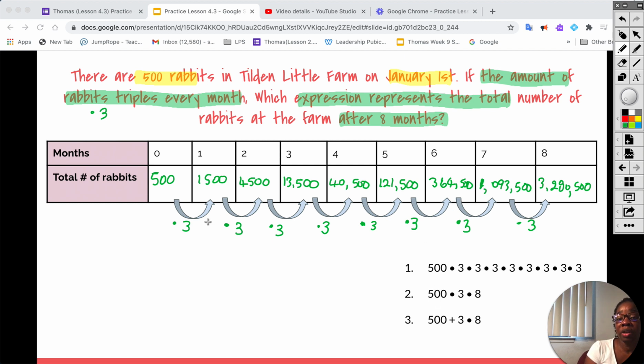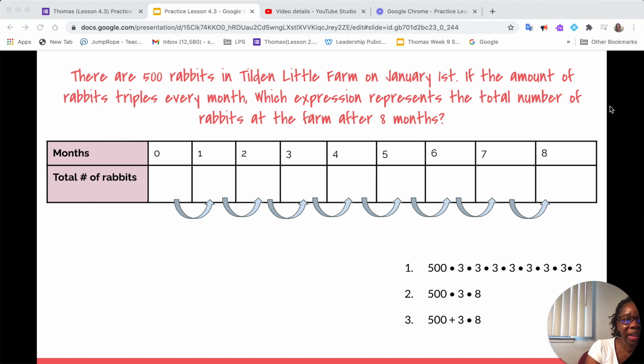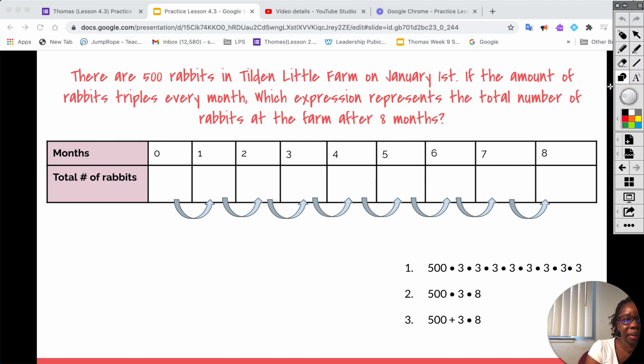And so if you're noticing, the 3 is being multiplied by itself 1, 2, 3, 4, 5, 6, 7, 8 times. It would definitely have to be option 1. And so that is the expression that shows the repeated multiplication that is happening. So our answer choice would be option A.